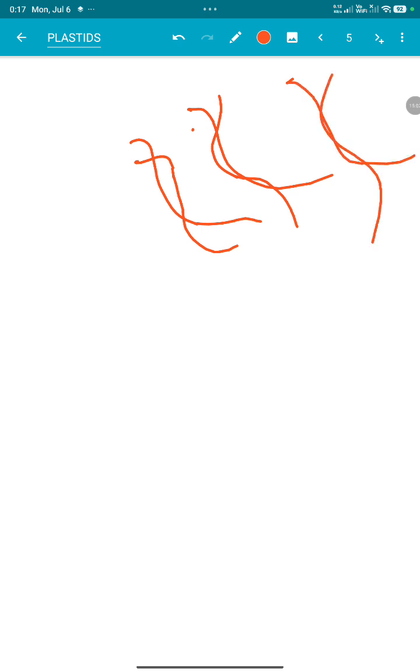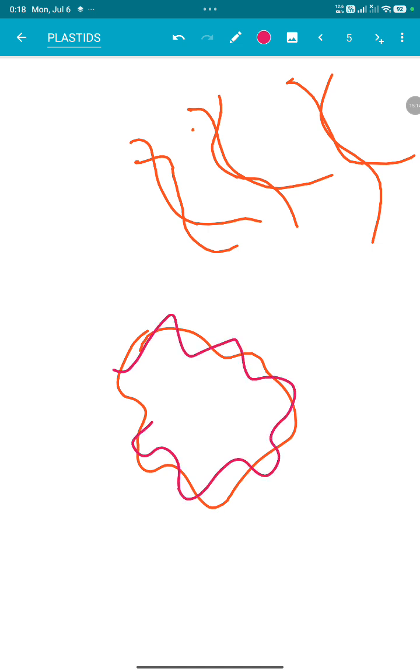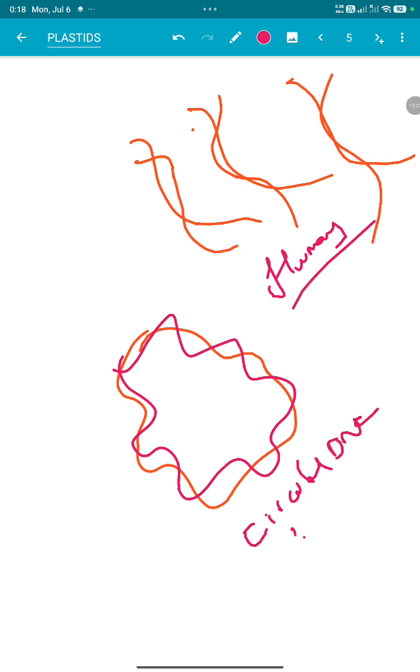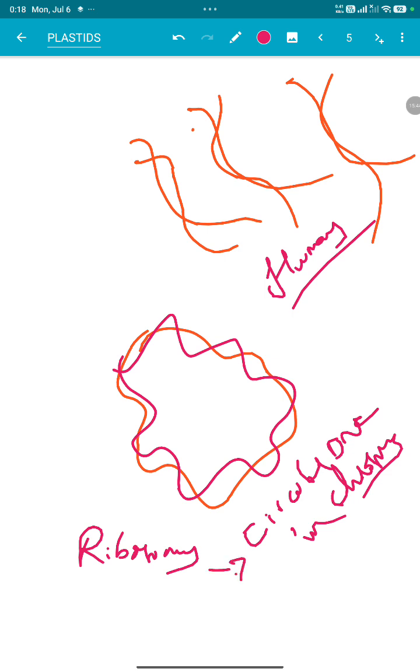Basically, humans have helix-type DNA, but in chloroplasts it will be circular. This is circular DNA in chloroplasts. Because the chloroplast contains DNA, they will also have ribosomes, and they are mostly 70S ribosomes.